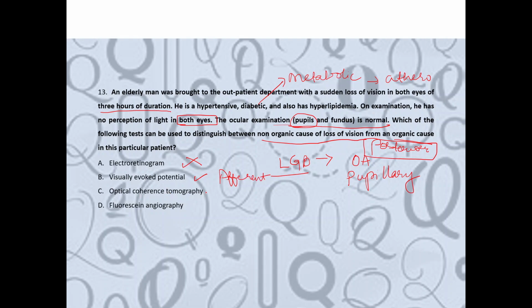Optical coherence tomography, in the initial stages with 3 hours duration, everything will be normal. The peripapillary RNFL and the macular GCC, all the thickness of the nerves will be normal. Fluorescein angiography will not give you any lead in this case as the fundus is already normal. So the answer here is visual evoked potential.